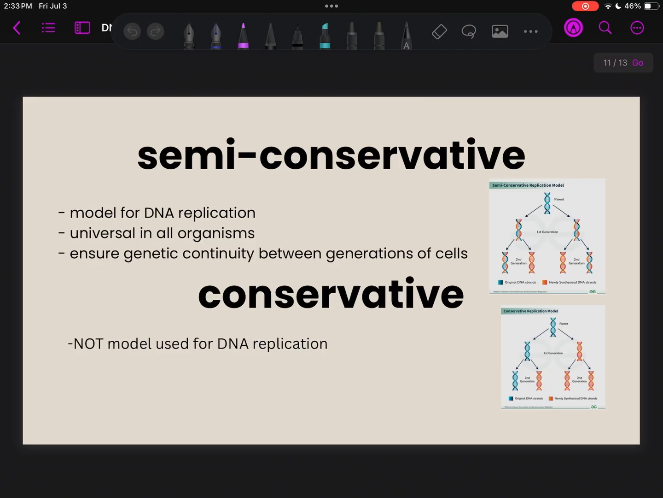Moving on, if you were to compare the semi-conservative model and the conservative model, the semi-conservative model is the model used for DNA replication. It is universal in all organisms and ensures genetic continuity between generations of cells. This is very important, that last line. And the conservative model is not used as the model for DNA replication. Just to make that clear, the conservative model is not the one used for DNA replication.